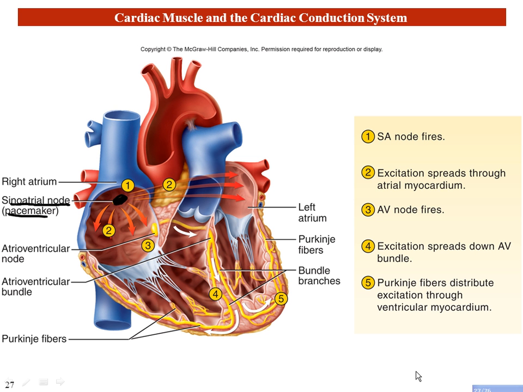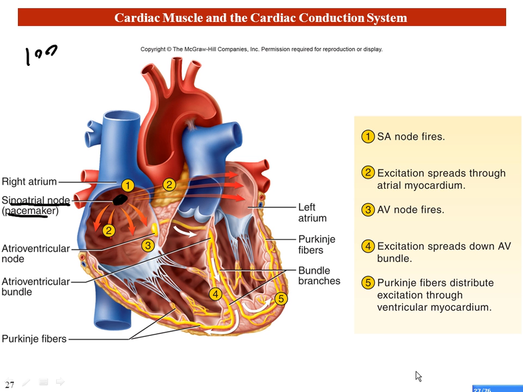Now, the pacemaker itself will generate around 100 action potentials per minute. So that means if the heart wasn't influenced by the nervous system, it would have an intrinsic heart rate of 100 beats per minute. But at rest, a typical heart rate is about 72 beats per minute.